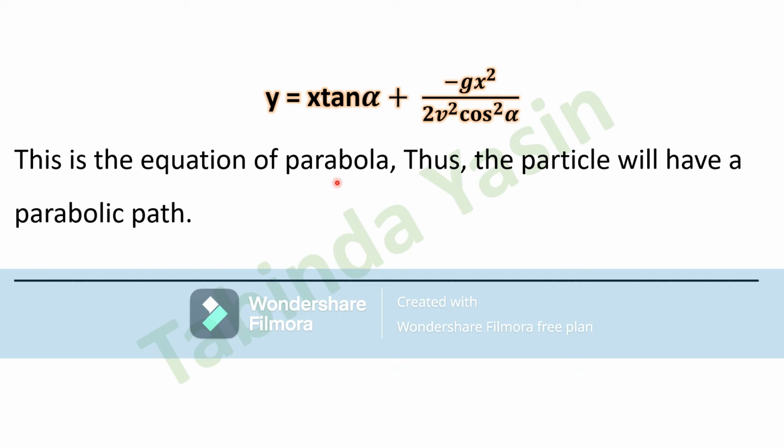This is the equation of a parabola. Thus the particle will have a parabolic path. That is the solution of the mass m moving from the origin O in the two coordinate system xy, attaining a parabolic path and then striking the ground.